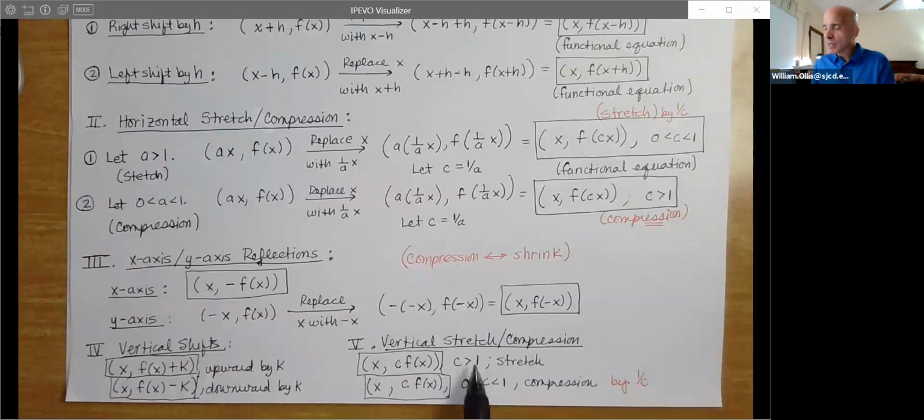Now let's think about stretch and compression vertically. So this is very intuitive. You're thinking, if I want the y values to come out bigger, then I'm going to multiply the y values by a number bigger than 1. So if c is bigger than 1, I can affect that transformation by replacing the y coordinate with c times f(x). And that's done.